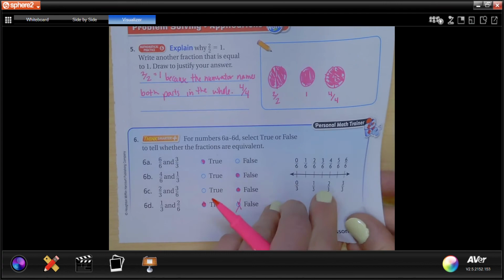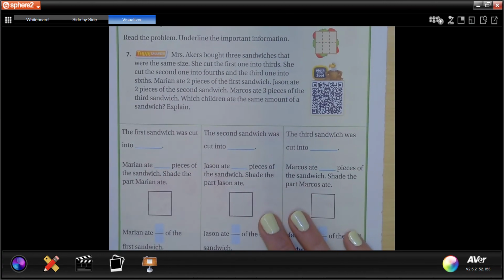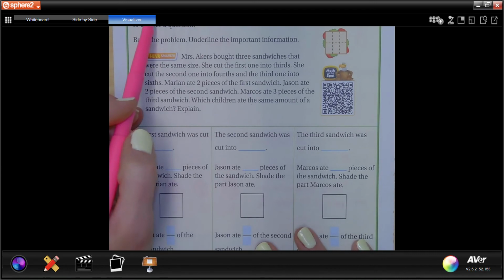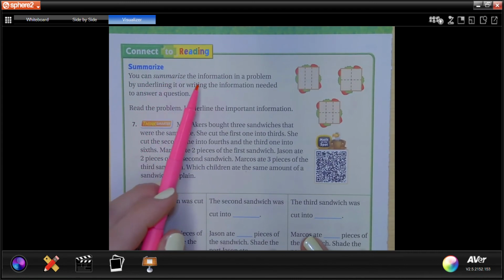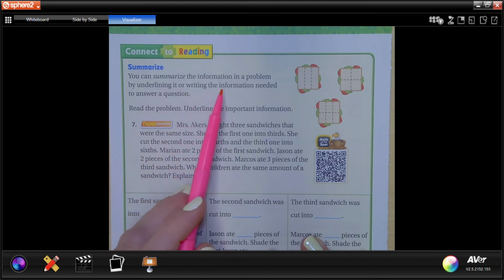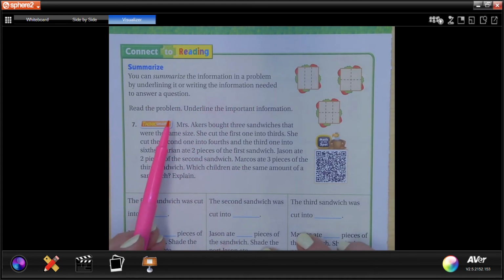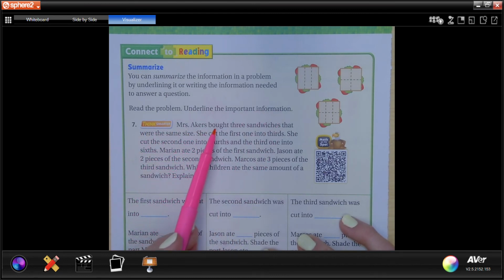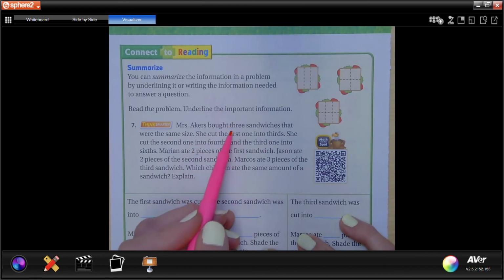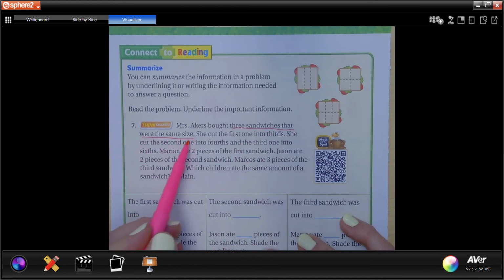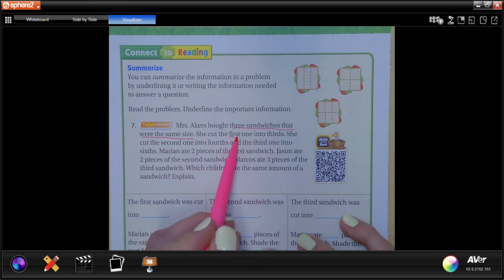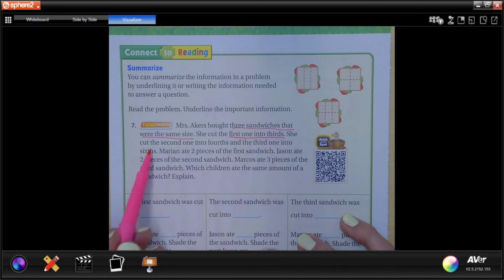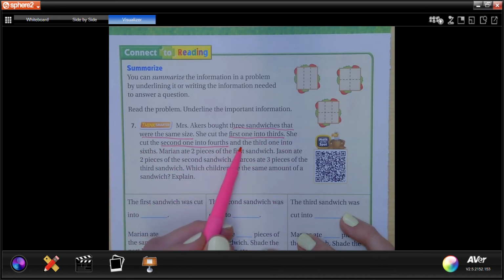All right, moving on to page 542. All right, connect to reading. Summarize. You can summarize the information in a problem by underlining it or writing the information needed to answer a question. Read the problem. Underline the important information. Number 7, think smarter. Mrs. Akers bought 3 sandwiches that were the same size. Okay, so we have 3 sandwiches that are the same size. She cut the first one into thirds. She cut the second one into fourths. And the third one into sixths.